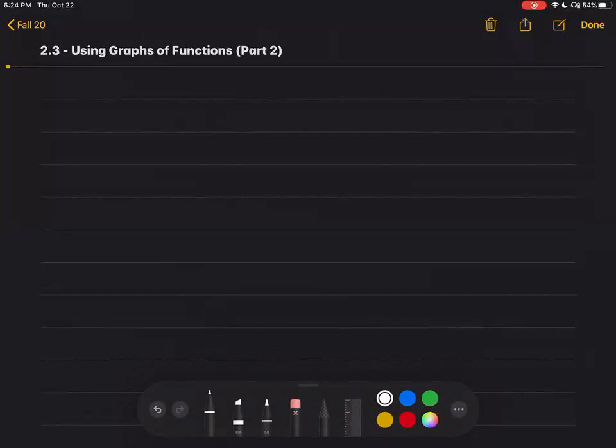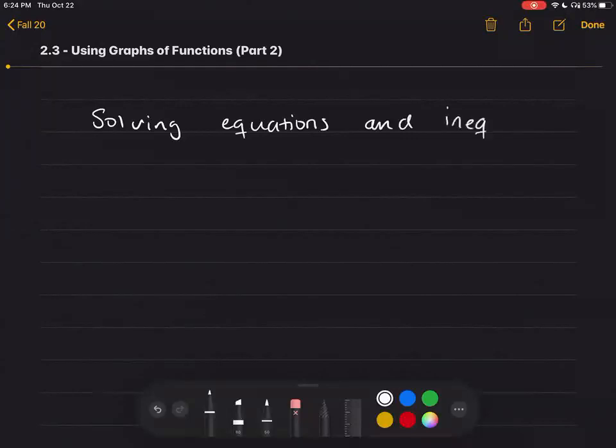We're talking about using graphs of functions, and today we're going to be going over how to solve equations and inequalities graphically.